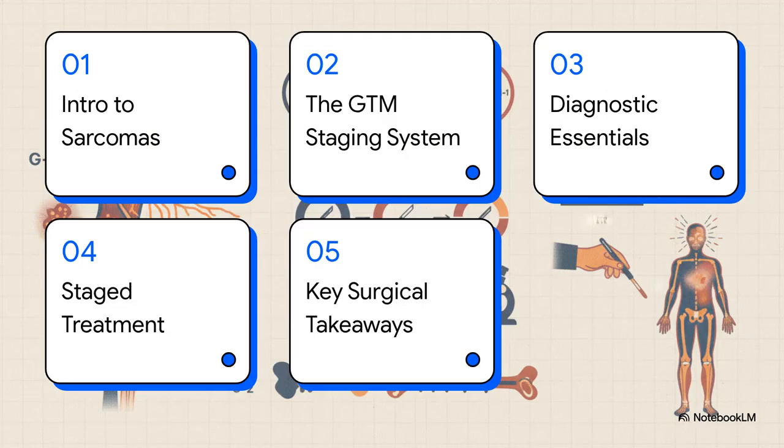All right, here's our game plan. First, we'll cover the basics of musculoskeletal sarcomas. Then, we'll jump into the GTM staging system, which is huge. After that, we'll look at the diagnostics, imaging, and biopsy that feed into that system. Then, we'll see how that staging directly leads to our treatment plan. And we'll wrap up with the key surgical takeaways you absolutely need to know.